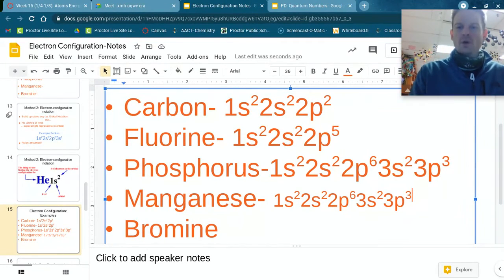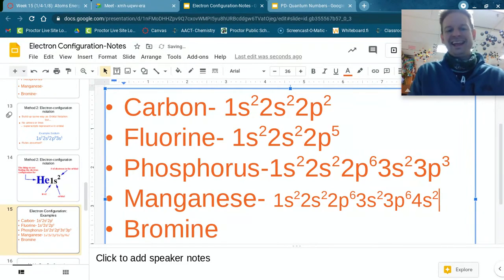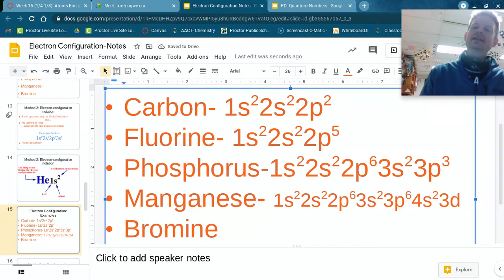Okay, so I'm going to go all the way through my 3p. So that means I have 6 electrons there. And then I'm going to run into my 4s. From there, my 4s's are filled, so I'm going to put a 2 there. And then I run into, what comes next? You're right, 3d. It's not 4d, it's 3d, because remember, the d's are always one number less.